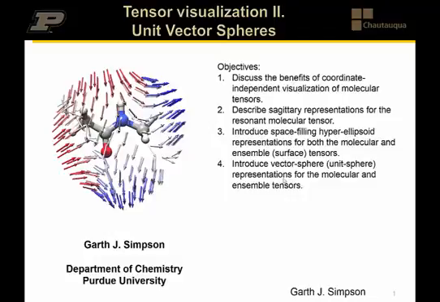So the previous discussion of Sagittarius representations hopefully whet your appetite for coordinate-independent representations of molecular tensors. However, those do have a few limitations, and it's nice to have a suite of complementary methods. I'll talk about two. The first is a unit vector sphere representation, and the next is hyperellipsoid representations.